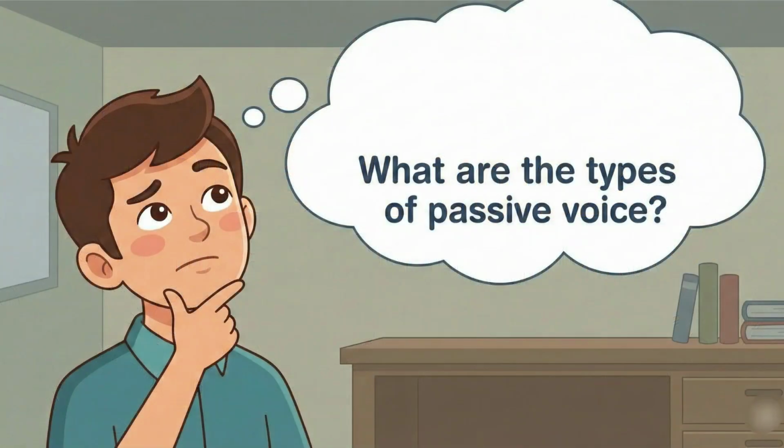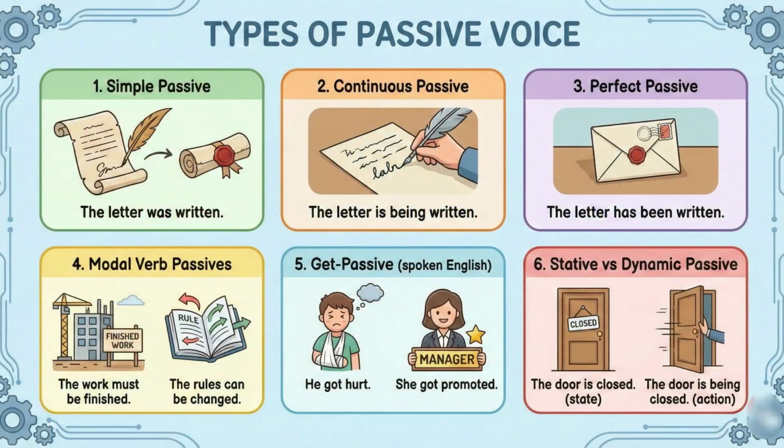You think passive voice is just one type? Let's see the full picture. 1. Simple passive. Example, the letter was written. 2. Continuous passive. Example, the letter is being written. 3. Perfect passive. Example, the letter has been written. 4. Modal verb passives. Examples, the work must be finished. The rules can be changed.